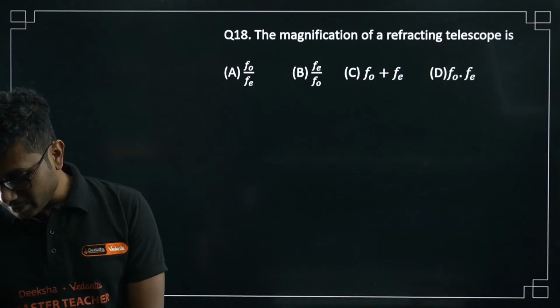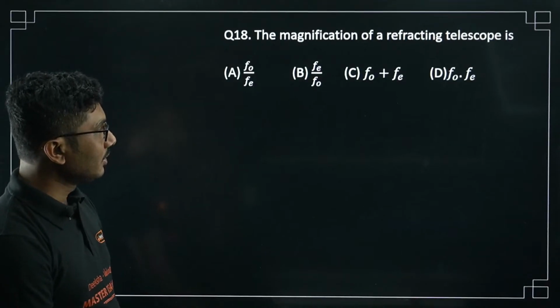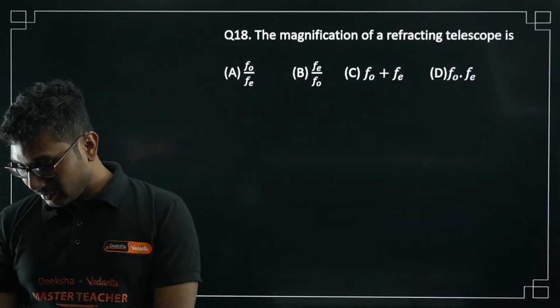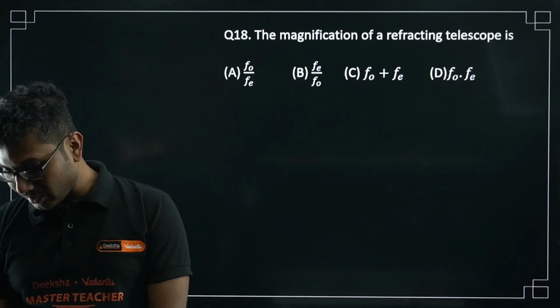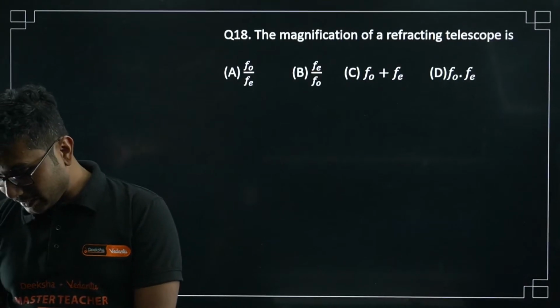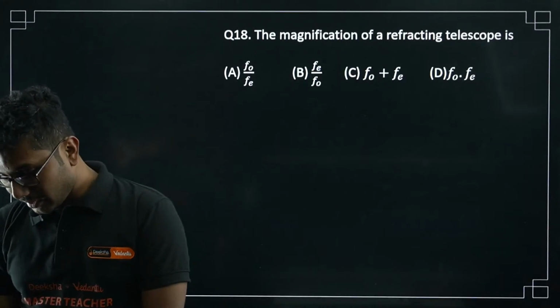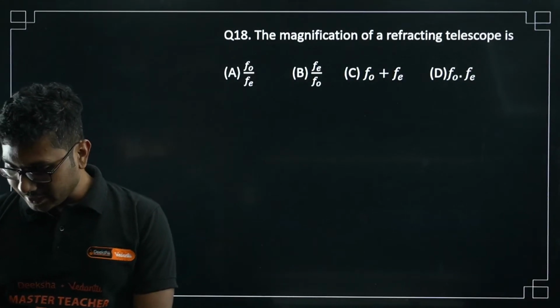KKSGG is saying FE by FO. Bimal is saying C. Let's see. Uday is saying 18B. Chandan is saying 18D. Okay. Shivalinga is saying C. Sky is saying 18A.